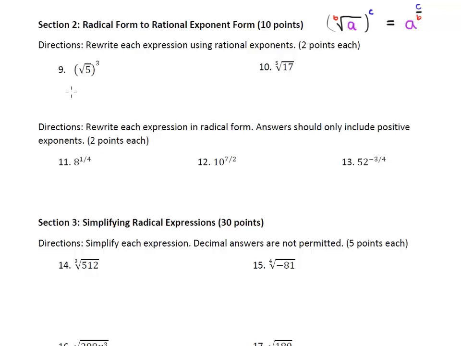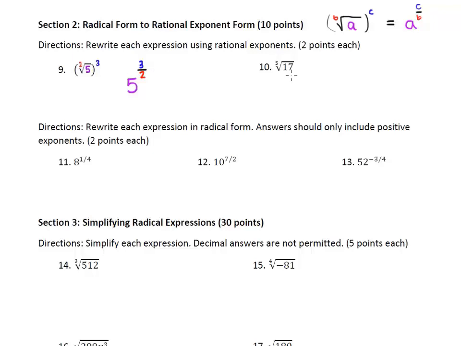Okay, so number 9. Looks like our little index number isn't there, so by default, it's a 2, right? By default, it's a 2. And our A value, or our base, is 5. And the number on the outside is 3. So when I rewrite this, I'm going to get 5, our base, raised to the C over B. So 3 over 2 power, 5 to the 3 halves power. And that's all I have to do on that problem. This and this, they mean exactly the same thing.